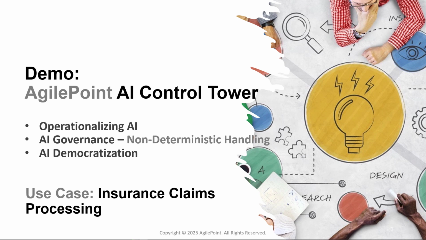Over the course of this video, we're going to show you how the control tower can help improve the execution of an insurance claim process. So over the next 10 minutes or so, what you're going to see is AgilePoint's AI Control Tower automatically invoked to handle exceptions, to improve the process execution, and to generally mass customize how these processes run. So with that being said, let's jump into the designer and show you how things work.